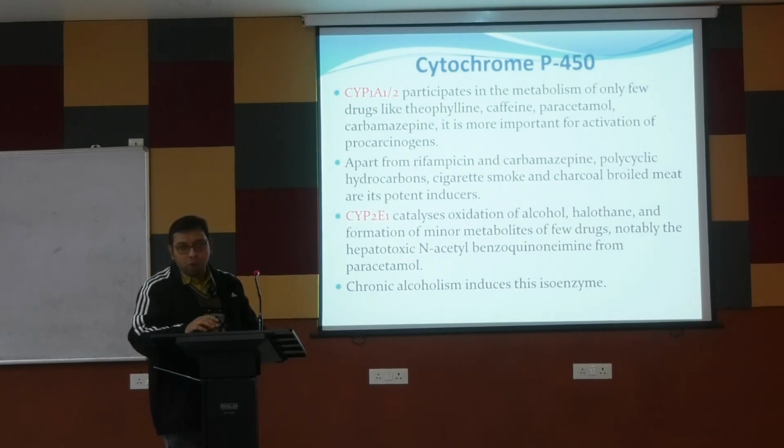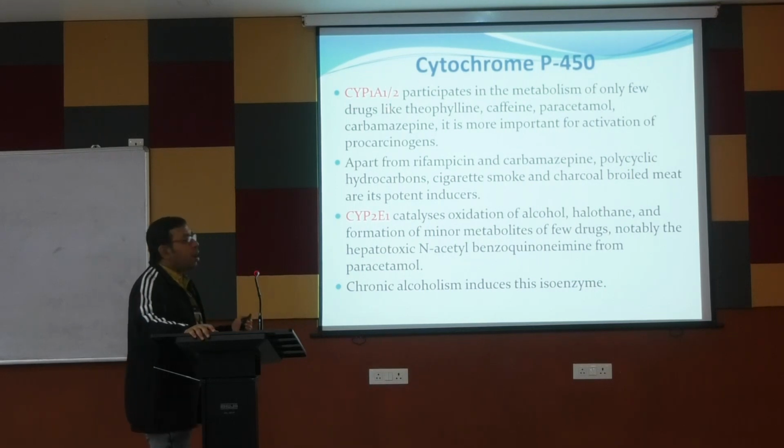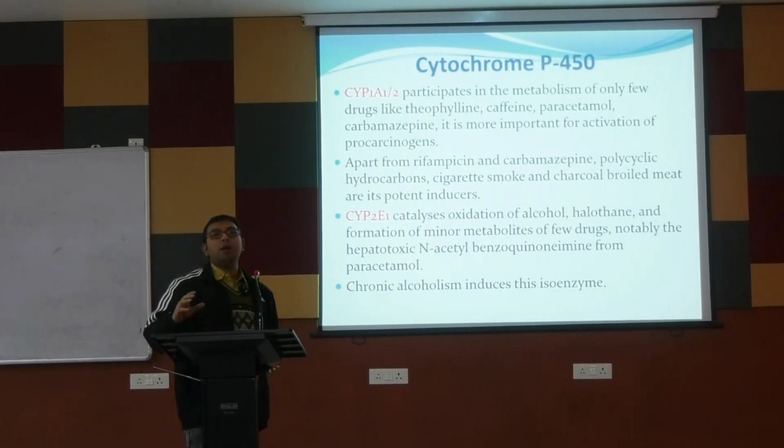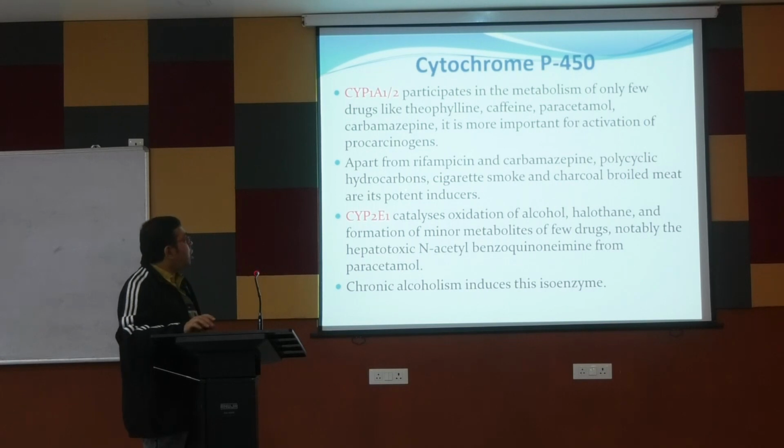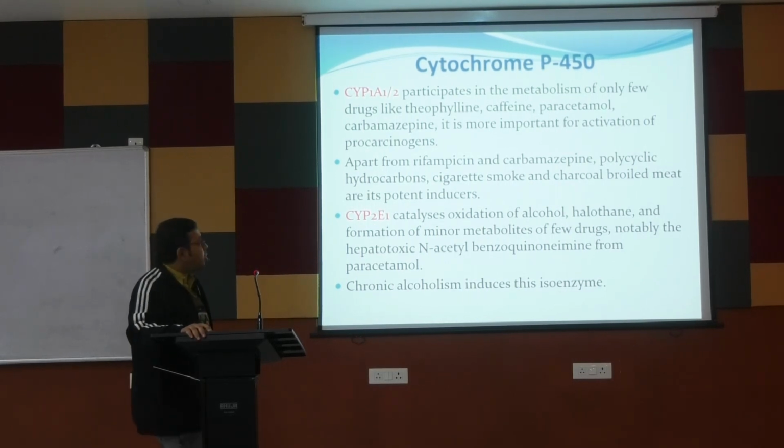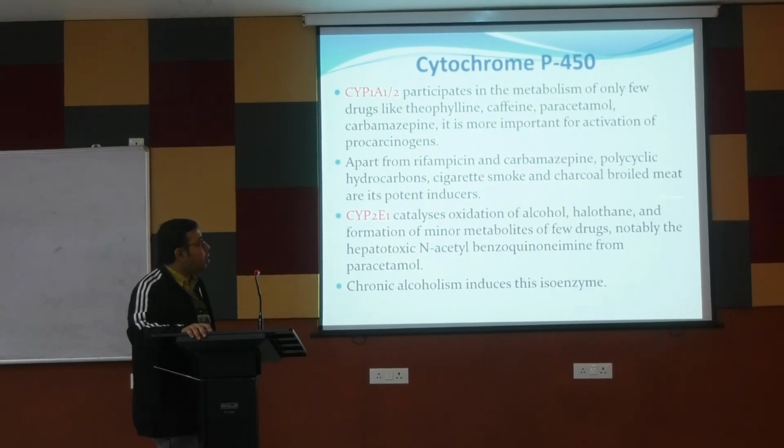These are known as the procarcinogens. This cytochrome 1A1/2 is usually used for activation of these procarcinogens. So apart from rifampicin and carbamazepine, polycyclic hydrocarbons, cigarette smoke, within the smoke this polycyclic hydrocarbon is also present, and charcoal broiled meat are also potent inducers of different enzymes.